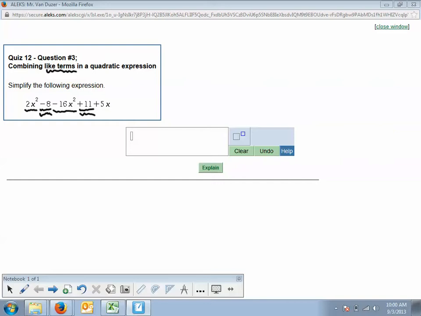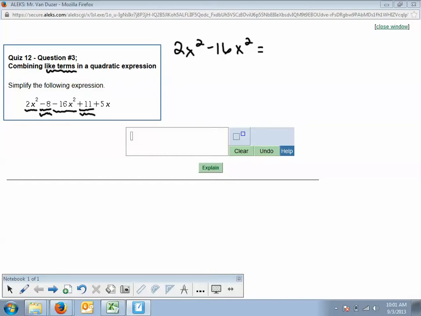Looking at this, we want to start with our x squareds, or our highest exponent, and then go down from there. We look at our x squareds first, and we see that we have a 2x squared and a minus 16x squared. So we can say we have 2x squared minus 16x squared. We're writing it exactly like it looks in the problem, just arranging the terms around.